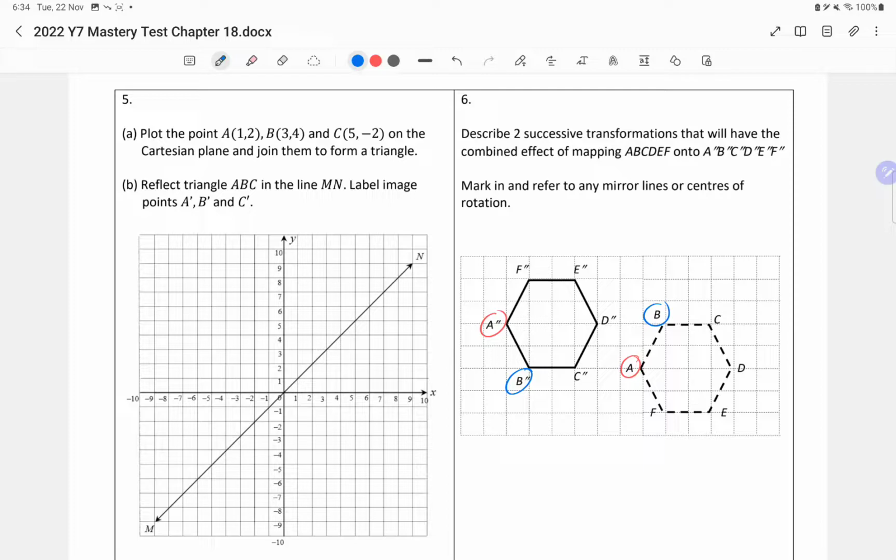Oh yeah, you have to mark in and refer to any mirror lines or center of rotation. I think I should have got the first bit right. Yeah, but I think they didn't give you the mark because 1 mark is the 2 transformations. It's put into 2 marks. Yeah. I think the mirror, mark in and refer to any mirror lines or center of rotation. I think that's the 1 mark, maybe? I'm not sure. Maybe they missed 1 mark because you said the translation, right?